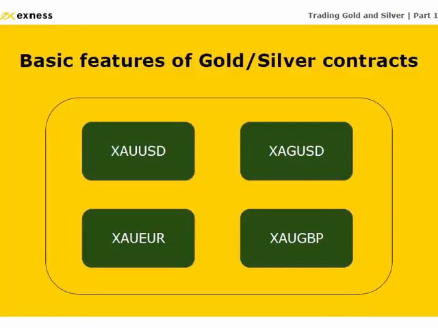First, let's get acquainted with symbols. Gold in the MetaTrader platform is marked with the symbol XAUUSD. Silver is marked with the symbol XAGUSD. There are also less popular symbols like XAUEUR, which is gold versus euro, XAUGBP, which is gold versus British pound, and so on and so forth. But the most popular contracts are those listed above: gold versus American dollar and silver versus American dollar.